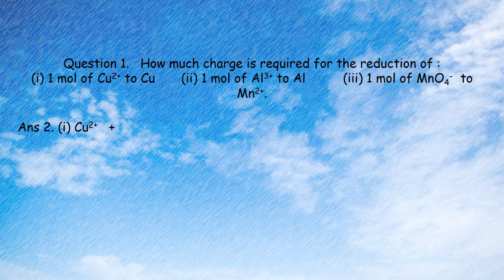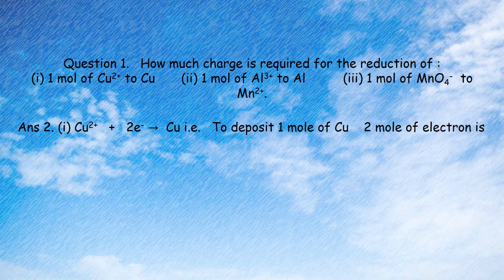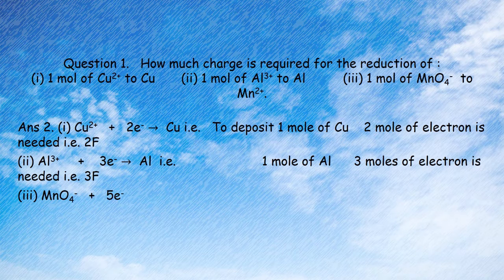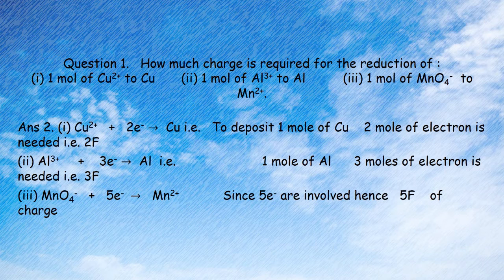In case of copper, 2 moles of electrons are needed, therefore 2 Faraday of charge is needed. Since the oxidation state of aluminum is Al3+, 3 moles of electrons will be needed, which is equivalent to 3 Faraday. In case of reduction of MnO4- to Mn2+, 5 electrons are involved, therefore 5 Faraday of charge is needed for this reduction to happen.